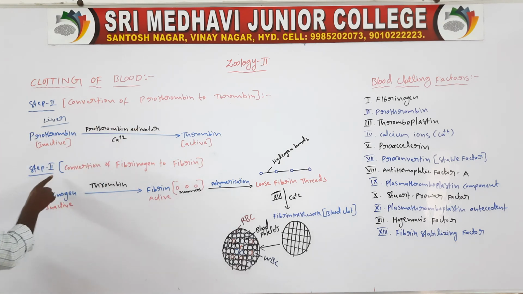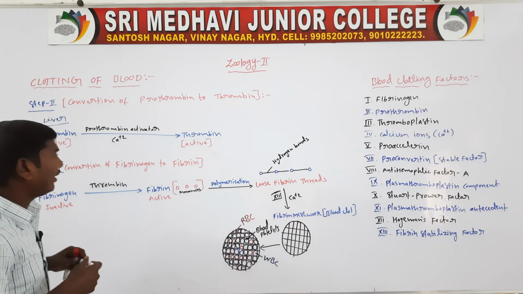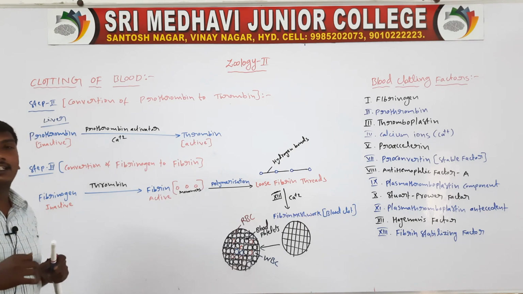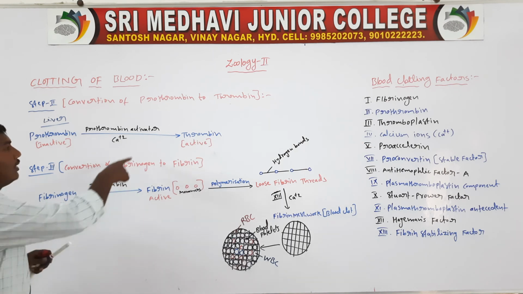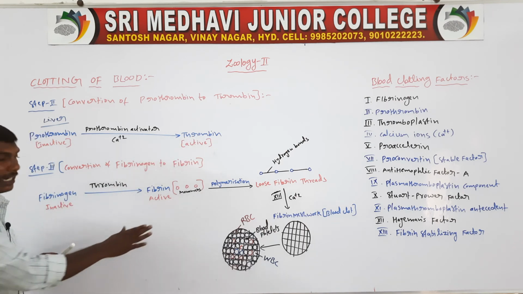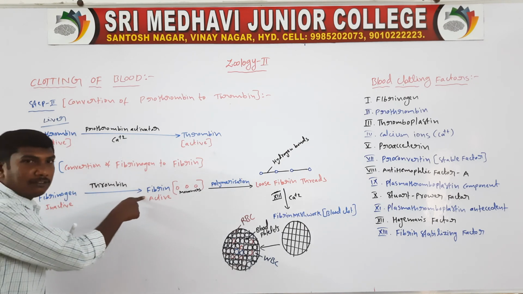Next, step 3: conversion of fibrinogen to fibrin. Fibrinogen is in the inactive state. In the presence of active thrombin, this inactive fibrinogen is converted to active fibrin.